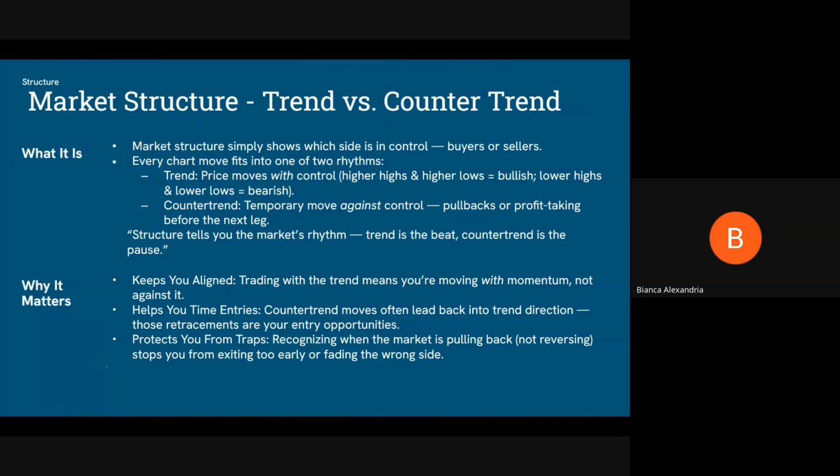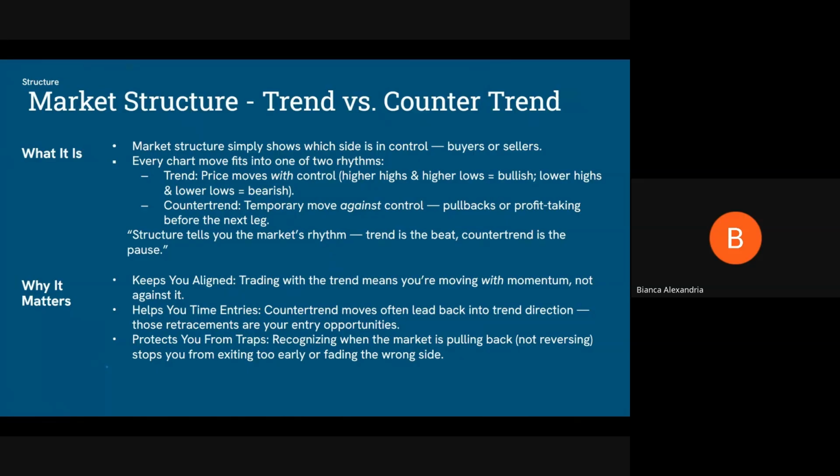With counter trend, we have a temporary move against the main move. So if price is going up, making higher highs and higher lows, and then makes a lower point in the market, that's just a pullback. Some people like to trade counter trend. I don't recommend that, but we're going to talk about how to identify the difference in later slides. This matters because it keeps you aligned and focused on the trend. You guys might have heard this before: the trend is your friend. We're going to really try to focus on trading trend trades.